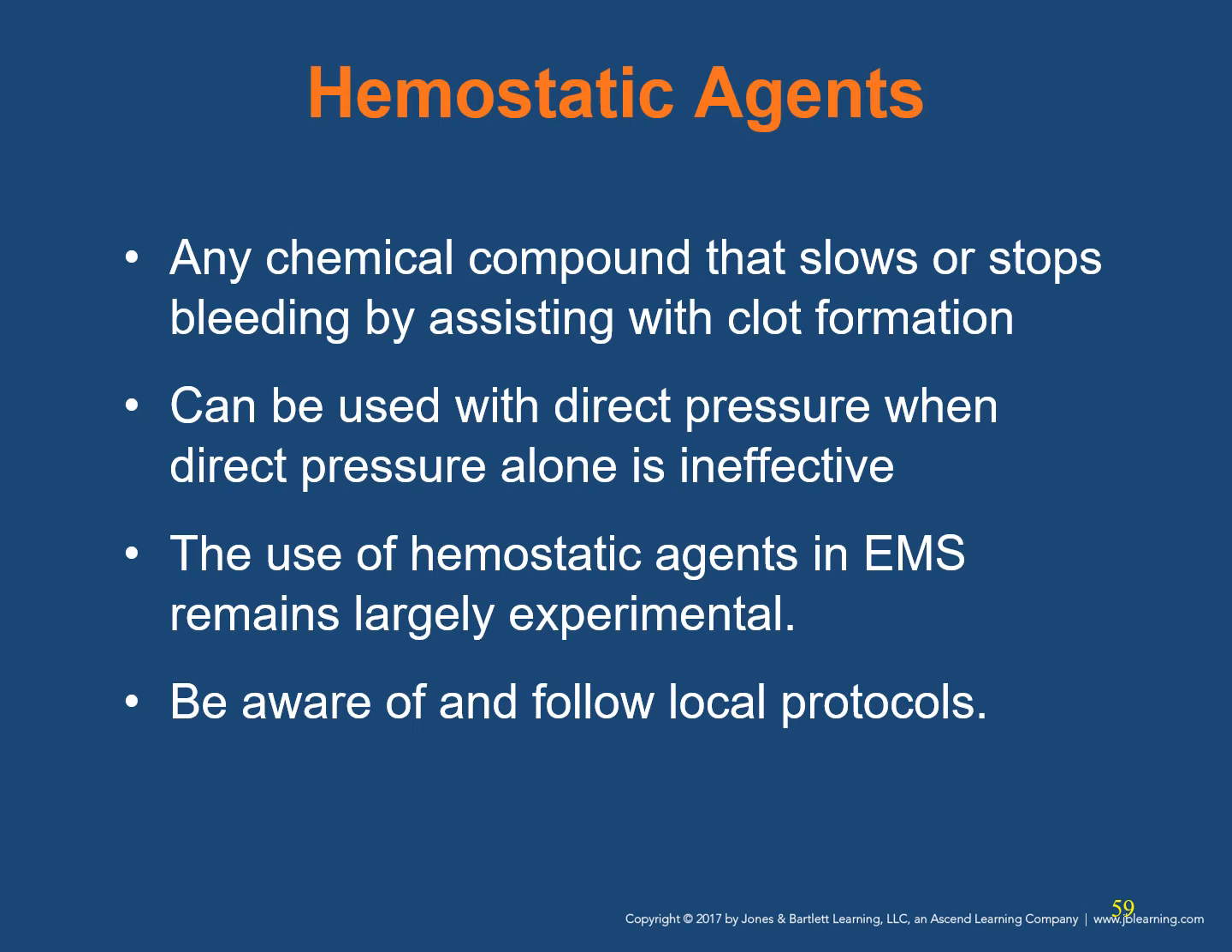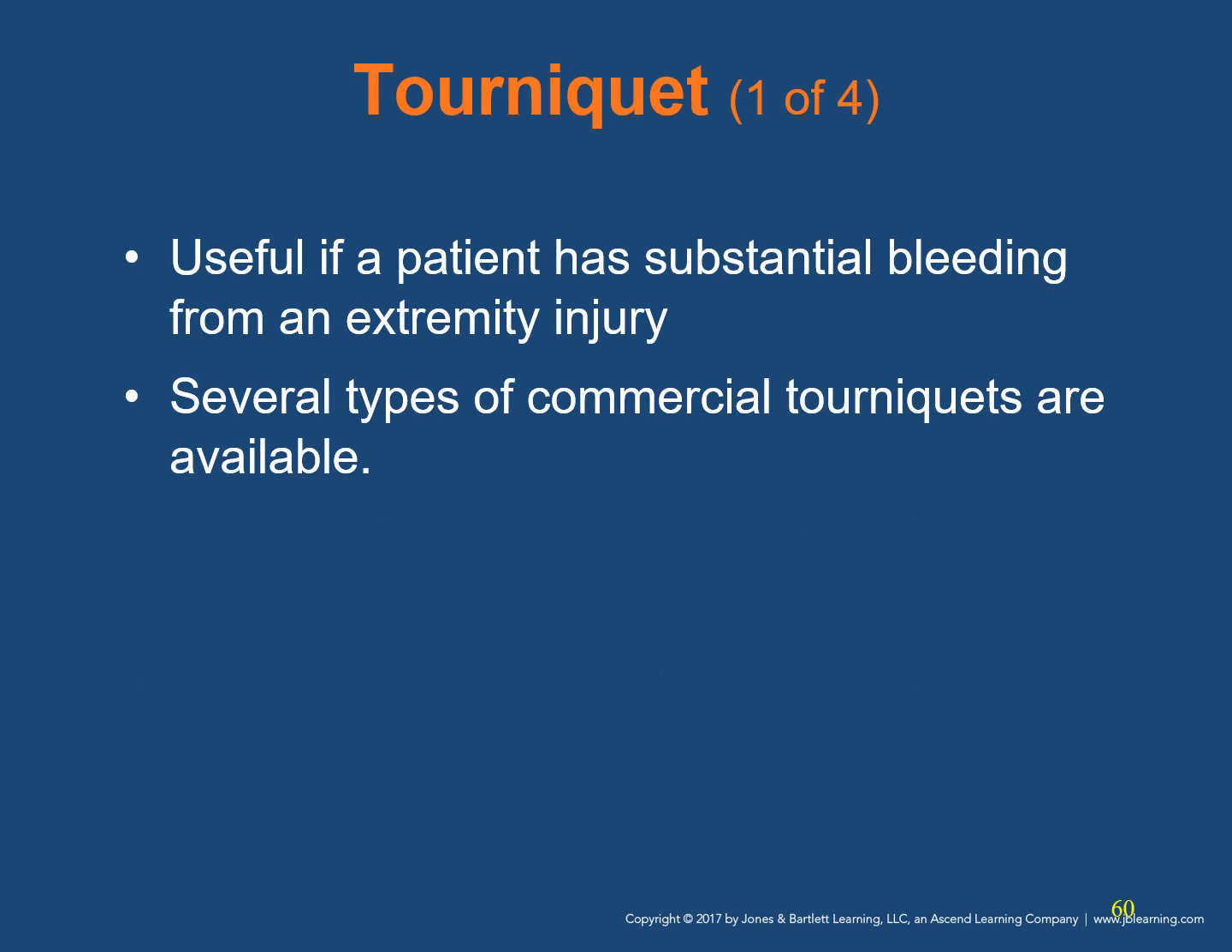Hemostatic agents. Any chemical compound that slows or stops bleeding by assisting with clot formation. There are two forms. Granular powder can be inserted into small wounds to create a tight seal. Gauze impregnated with a clay substance can be used together with direct pressure when direct pressure alone is insufficient. The use of hemostatic agents in EMS remains largely experimental. Be aware of and follow your local protocols.